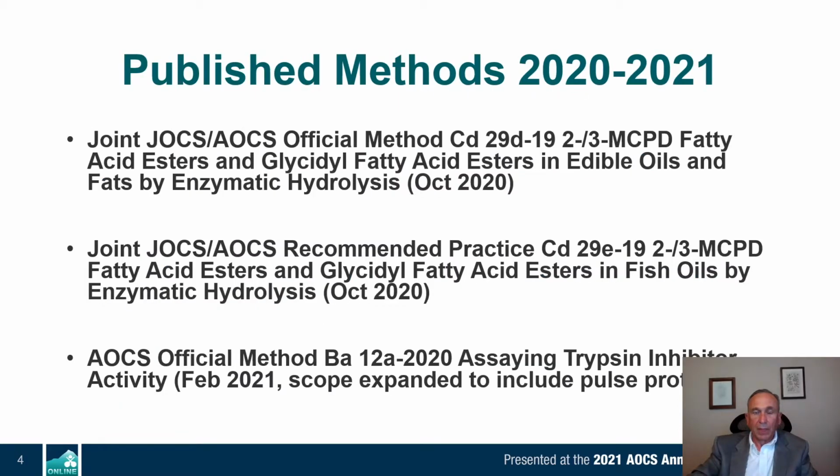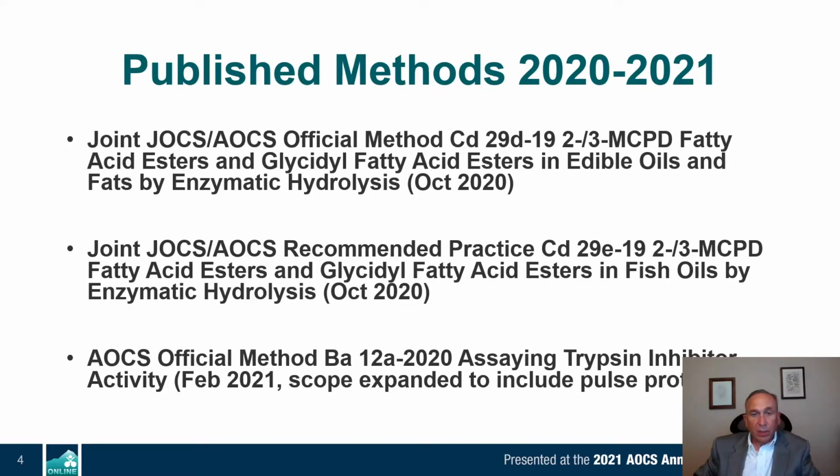Since our last meeting, we've published several methods. Here we see a joint Japan Oil Chemists Society AOCS official method CD29D-19. This is for determining 2,3-MCPD fatty acid esters and glycidyl esters in edible oils using an enzymatic hydrolysis method. This was issued in October 2020.